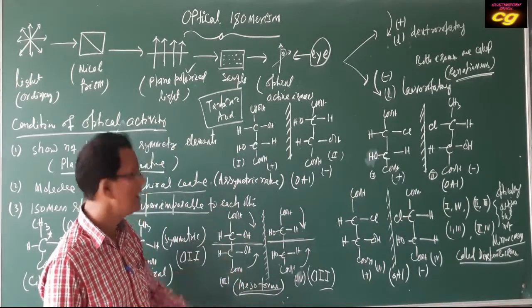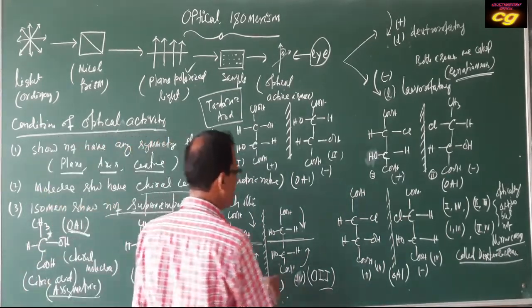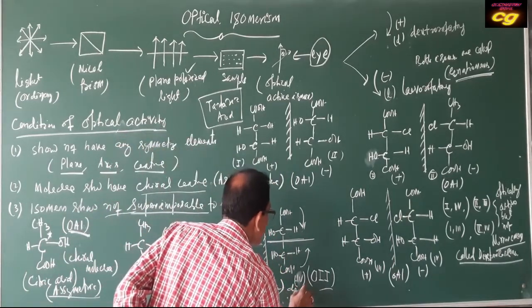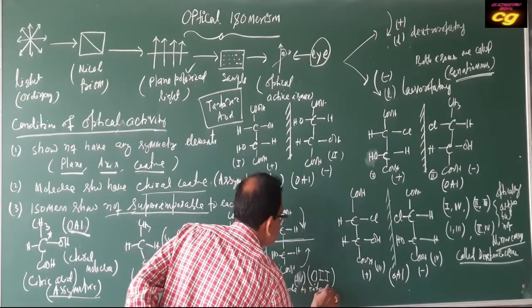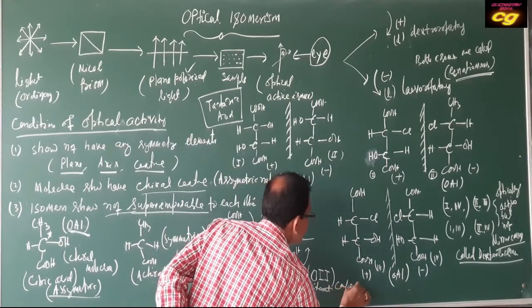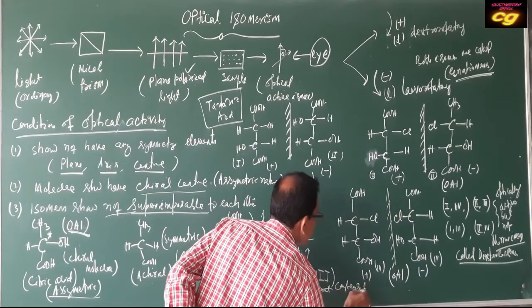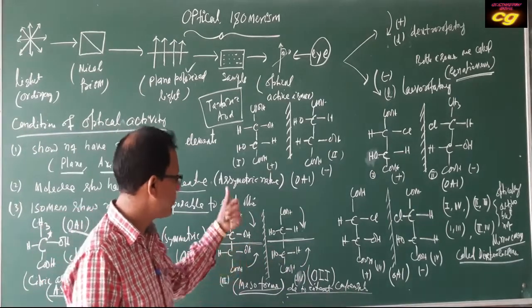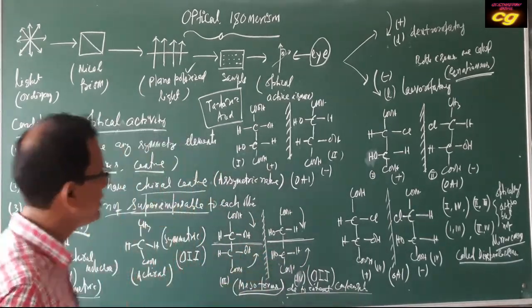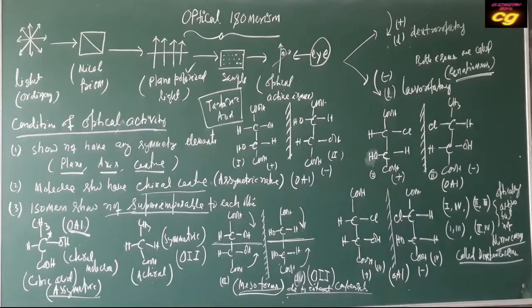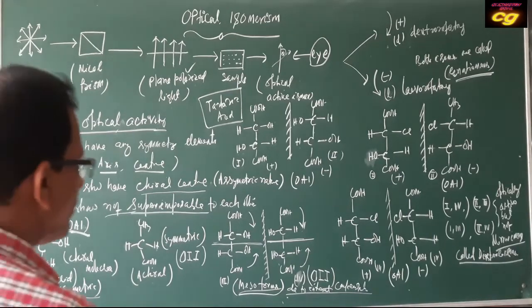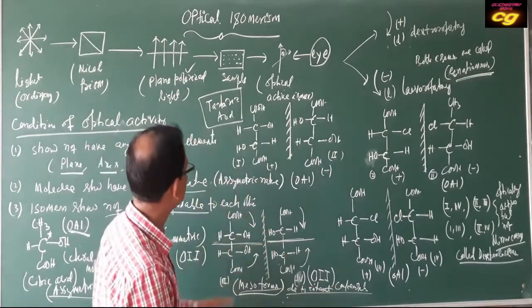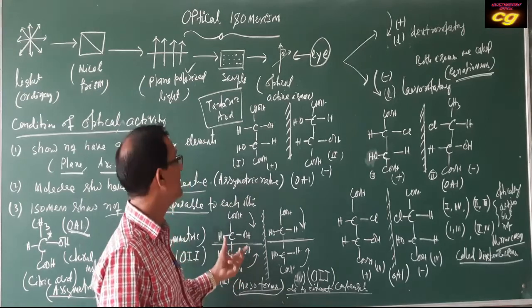It is due to internal compensation. These two isomers are optically inactive due to internal compensation. What is internal compensation? Internal compensation means one half opposes the other. That's why the result is optically inactive.